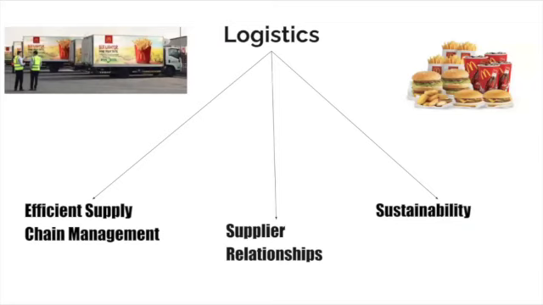Logistics consist of efficient supply chain management, supplier relationship, and sustainability. So in efficient supply chain management, McDonald's has a very organized and effective logistics system that allows it to maintain a consistent flow of supplies to all of its restaurants worldwide. This lets McDonald's reduce lead times to keep up with customer demand. Supplier relationship. McDonald's have managed to maintain strong relationship with their suppliers, enabling them to obtain high quality ingredients at competitive prices and adapt to any changes in the market.